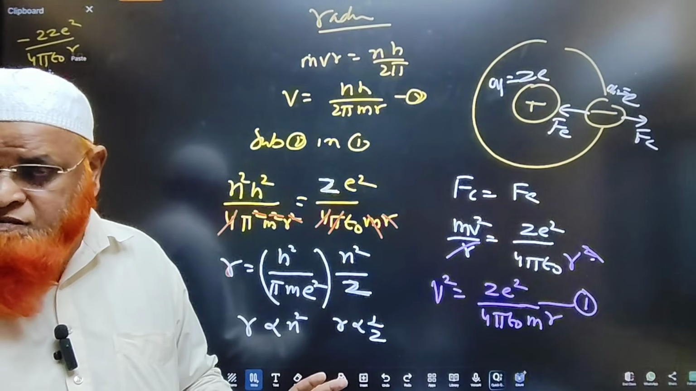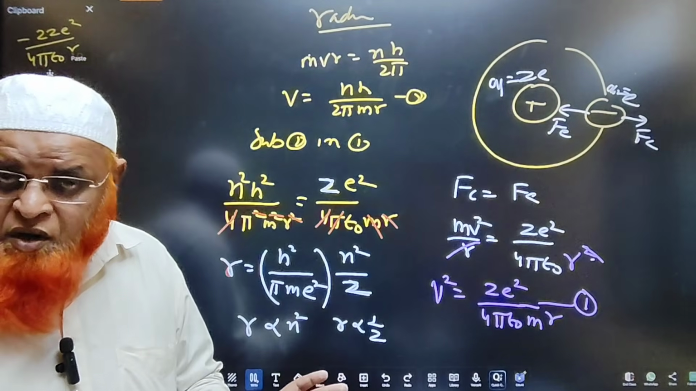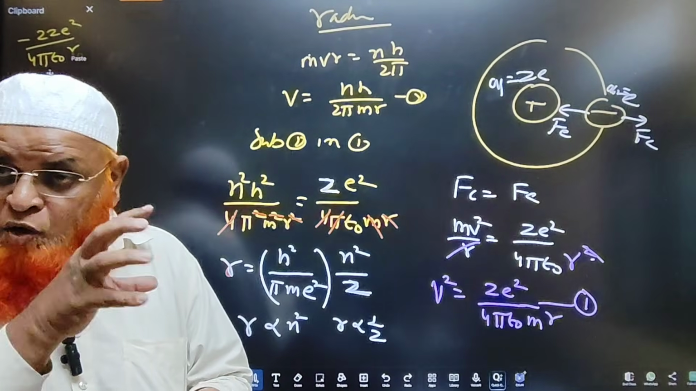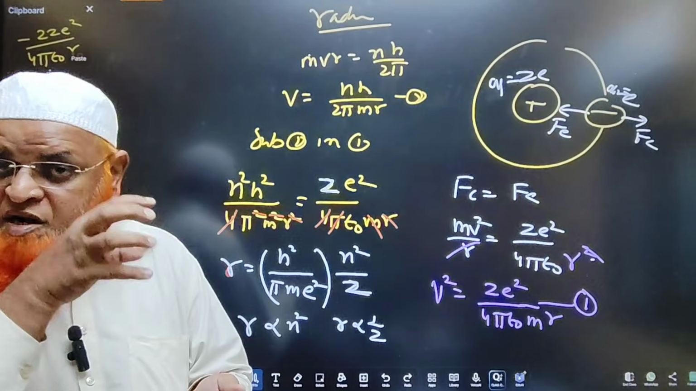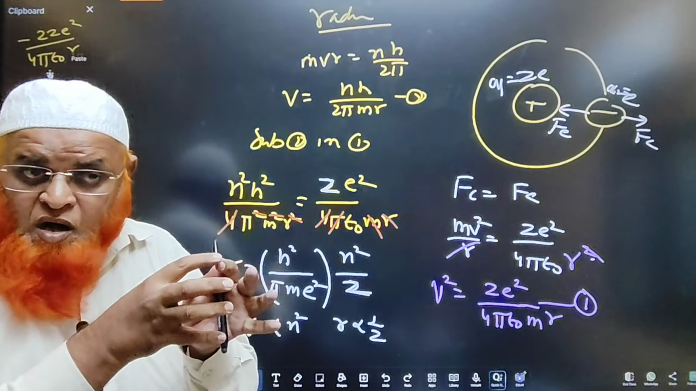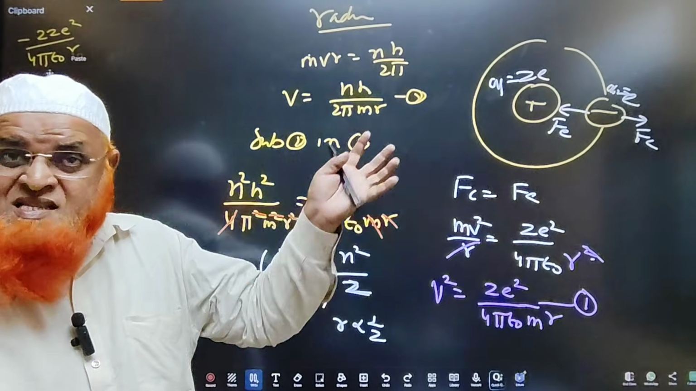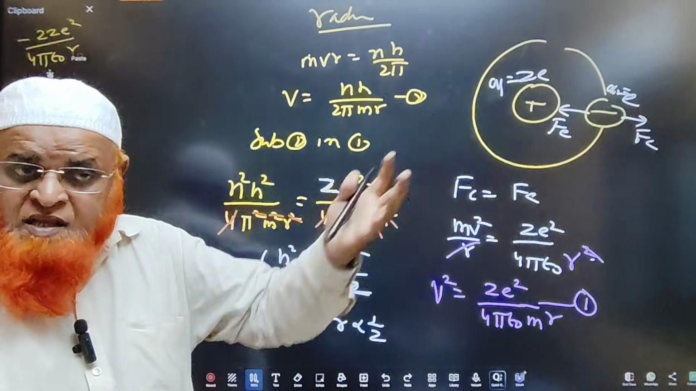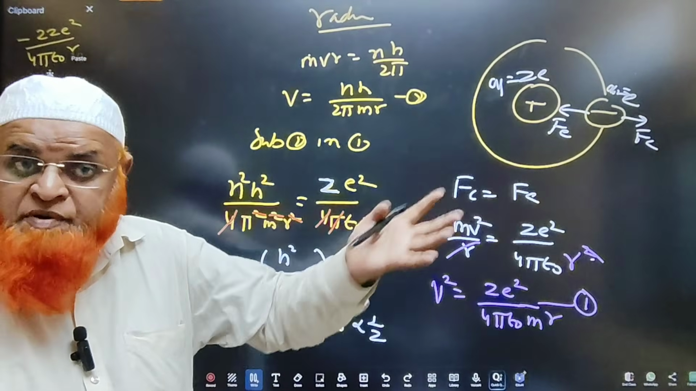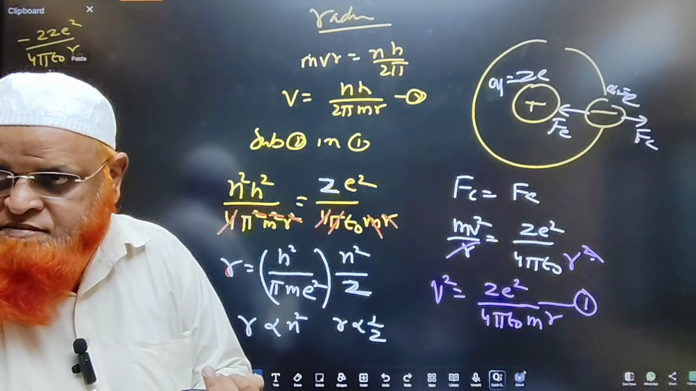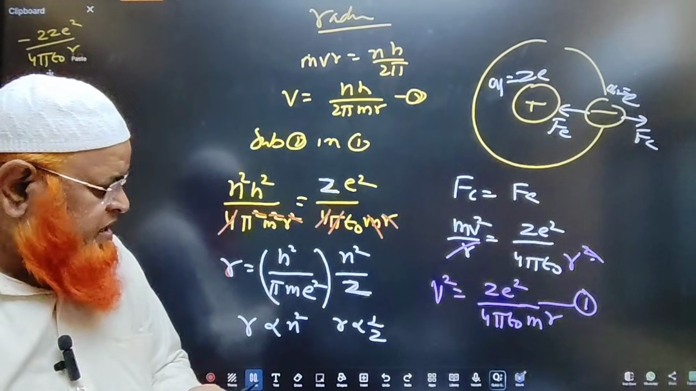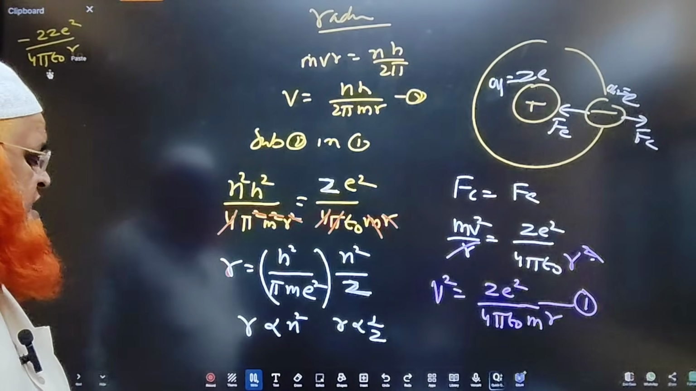Hope you are understanding what I am saying now. Why is it so? For larger atoms, proton number will be more because atomic number is more. When proton number is more, the nucleus is stronger and the attraction force is greater. Then electrons will come closer, orbits will become shorter. Is it clear? So this is the relation you are getting now.